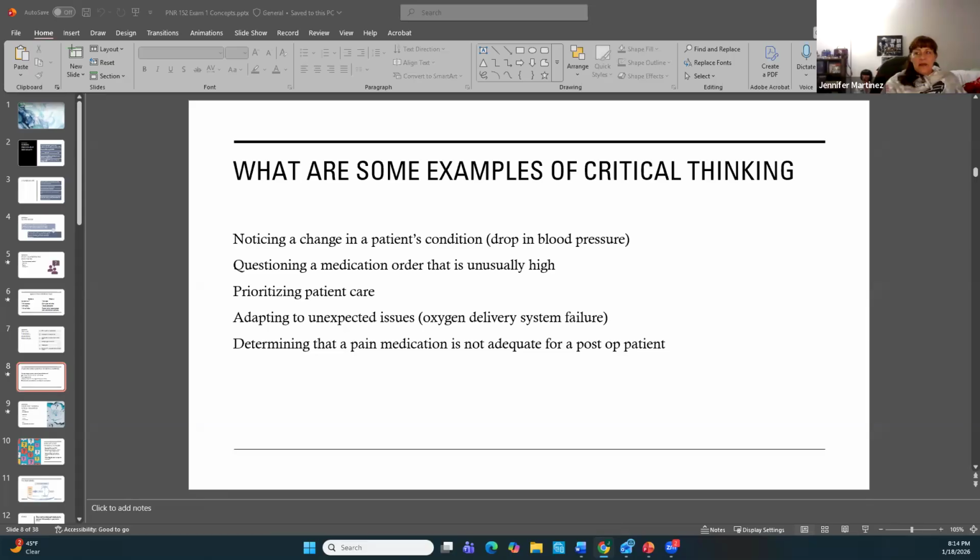Determining that a pain medication is not adequate for a post-op patient. That goes kind of to a medication question, right? And so if the medication isn't helping, right, or it's not a good dose, right, then it's our job, right, to advocate for our clients.